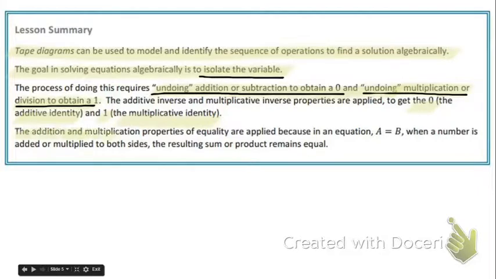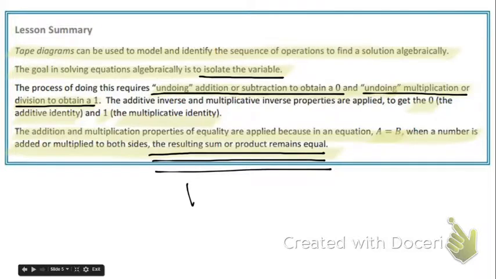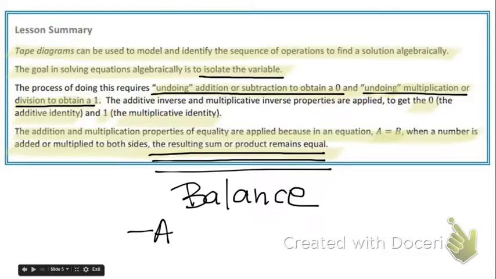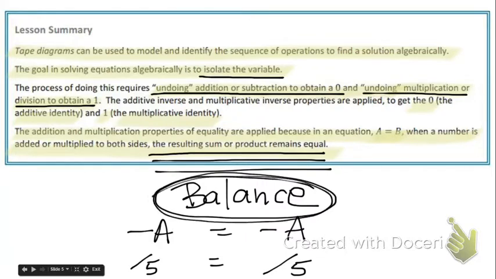Okay, so the addition and multiplication properties of equality are applied because in an equation A equals B, when a number is added or multiplied to both sides, the resulting sum or product remains equal. That is the trick here, not just to be equal, but also to maintain a balance in an algebraic equation. Whatever comes off here, if you subtract A here, you need to subtract A here. If you're going to divide by 5 here, you're going to have to divide by 5 here. You're always trying to maintain a balance. So always remember, whatever you do to one side, you do to the other.